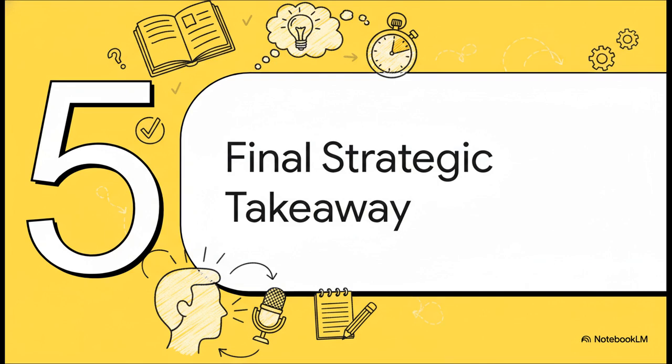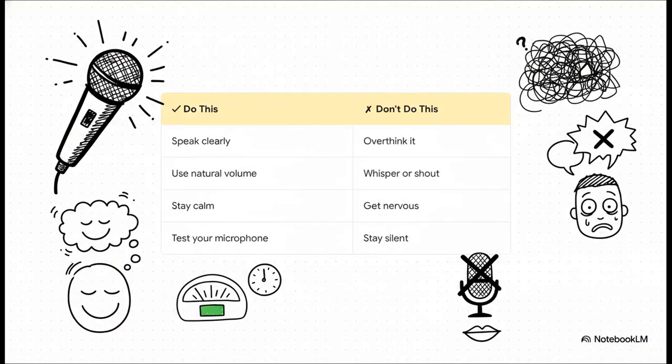How should you be thinking about this task when you sit down for your exam? This is the mindset I want you to have. This breaks it down perfectly. What you do want to do is speak clearly at a normal conversational volume. After all, this is a microphone check. And for sure, stay calm and use this as a chance to get comfortable. What you don't want to do is overthink it, get all nervous, or whisper or shout into the mic. And please, whatever you do, don't stay silent. The system needs to hear your voice to get ready for the real, scored tasks.